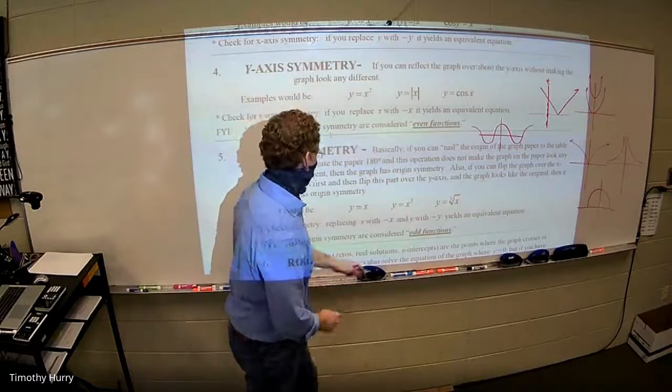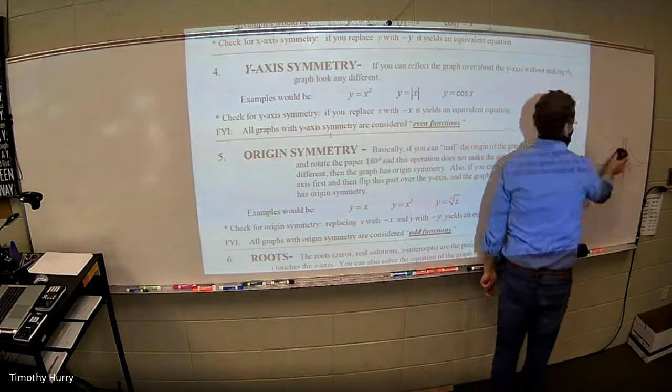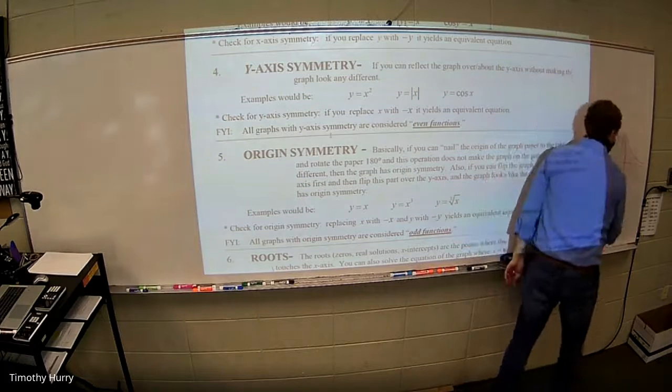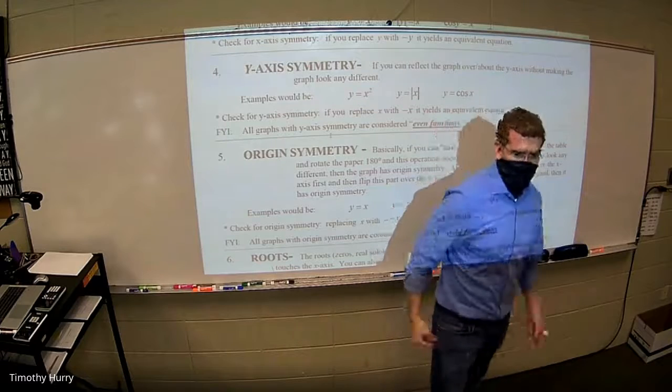All right, origin symmetry. Now, origin symmetry is not a linear symmetry. It is not like, I don't know if y'all ever did this, but like fourth grade art.